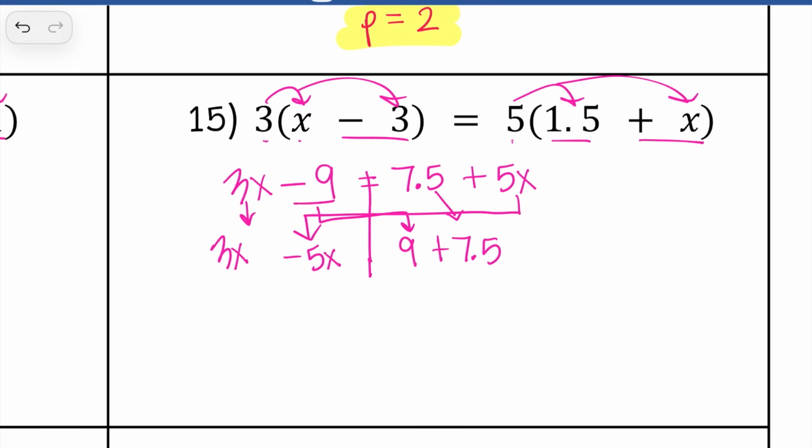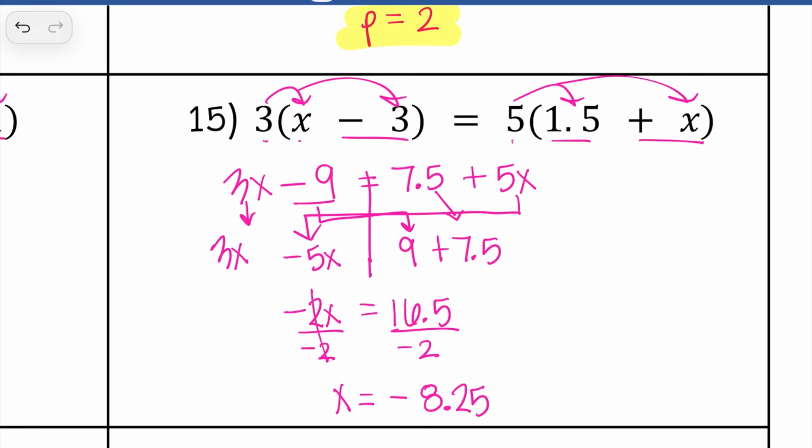All right, so we've got 3x minus 5x. We know that that is negative 2x. And now we have 9 plus 7.5. So 9 plus 7.5 would be 16.5. We're going to now divide both sides by negative 2. And that's going to give me negative 8.25.